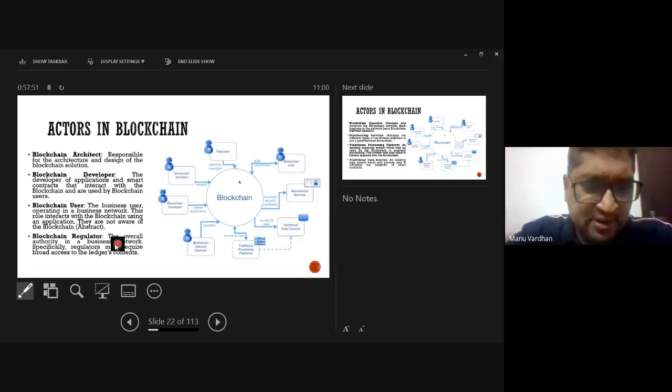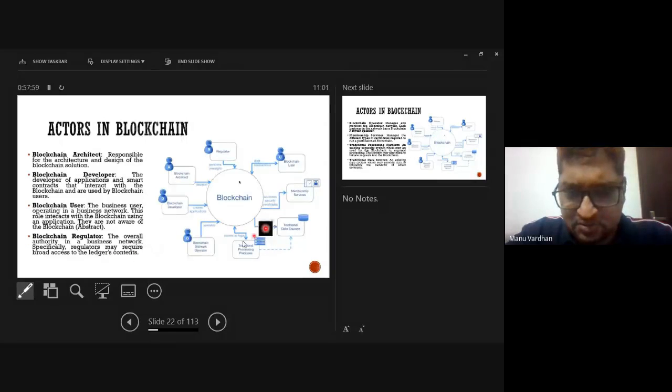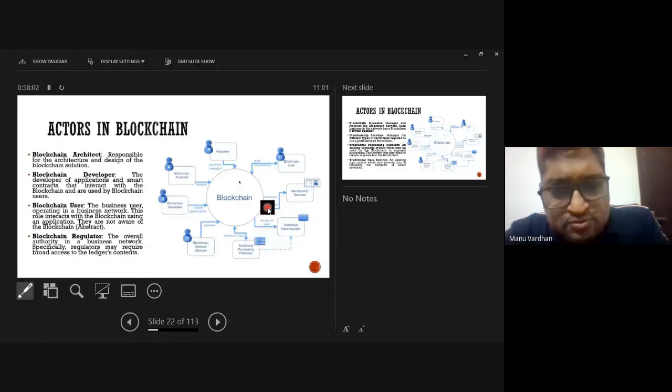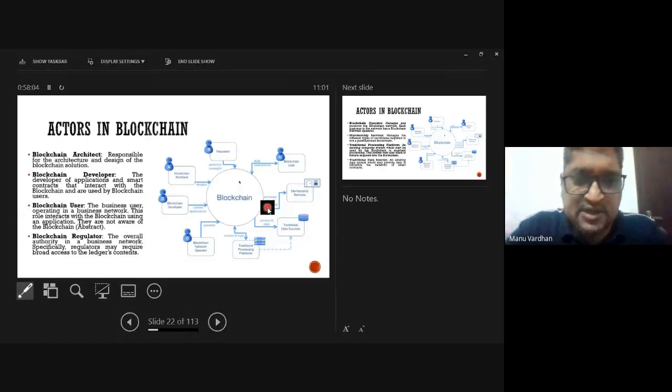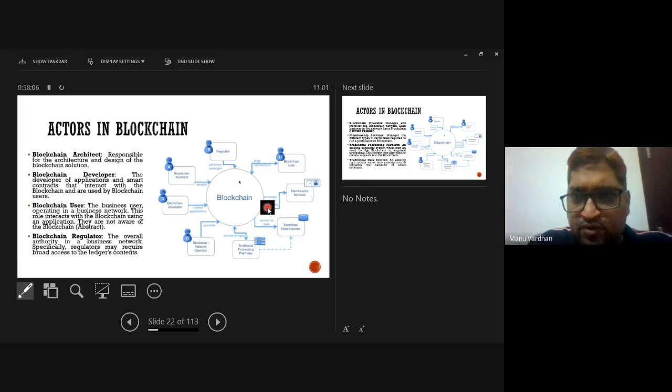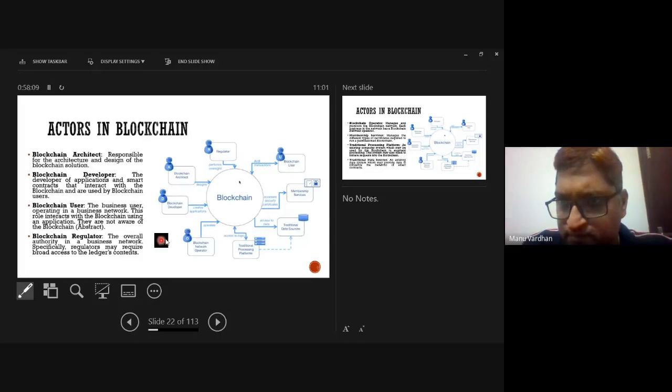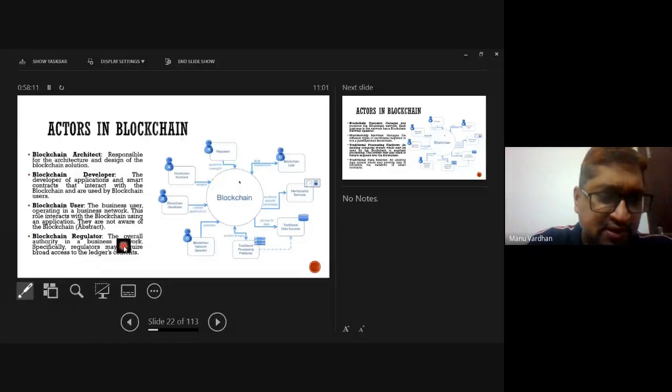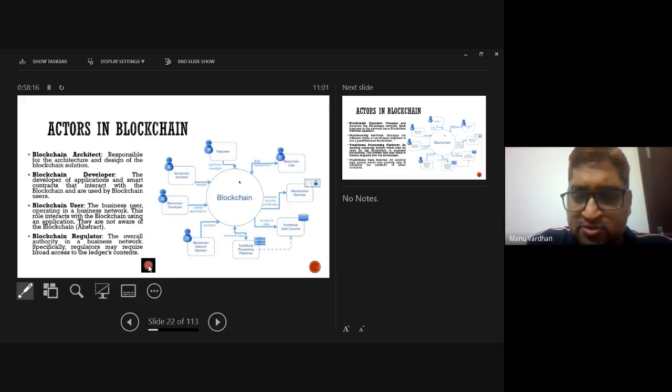Then we have blockchain regulators. The overall authority in the business network, specifically regulators, may require broad access to ledger contents. Sometimes you need to change things as per the requirement, and for that we have blockchain regulators. In a public blockchain, it's not easy to change things, but in a private blockchain, things will be as per your requirement, so they can get changed quite frequently as compared to the public blockchain.